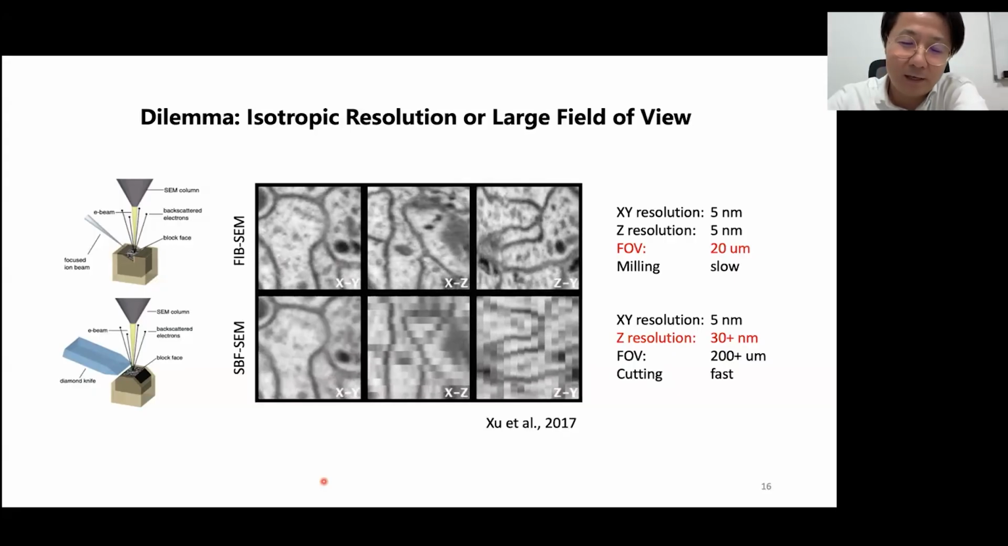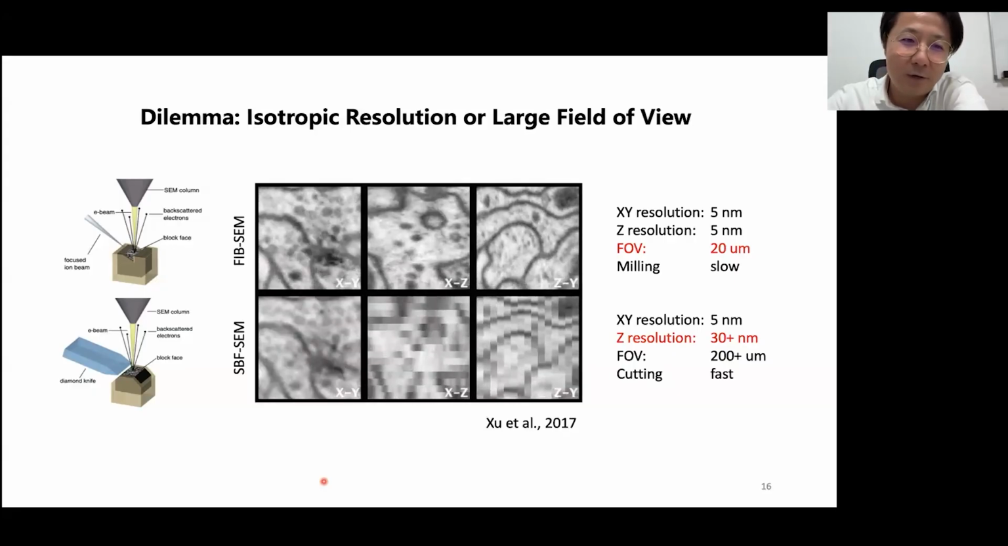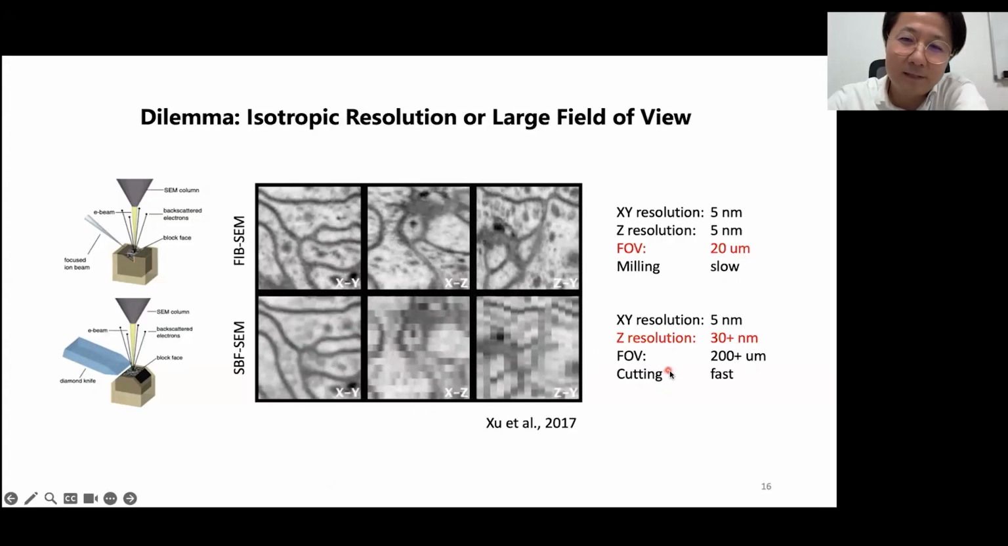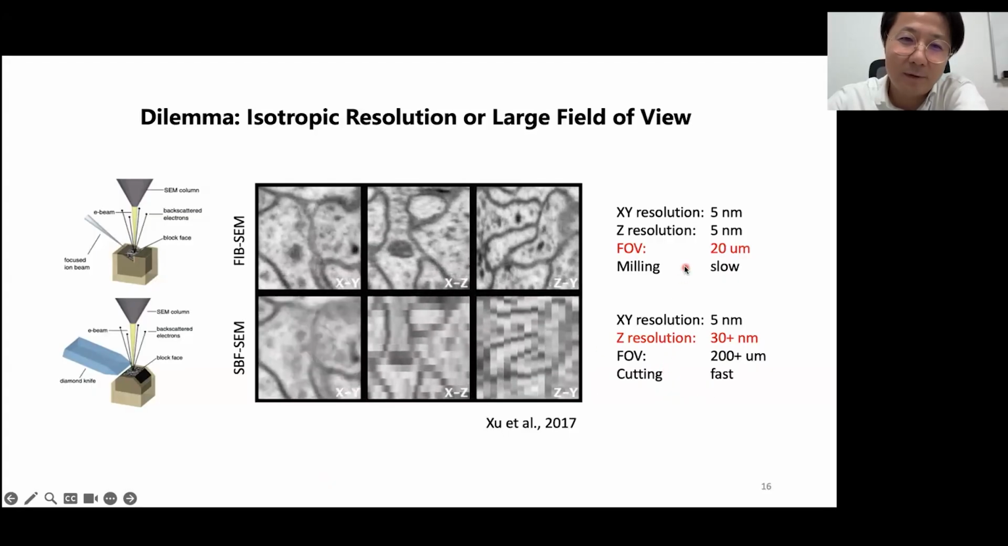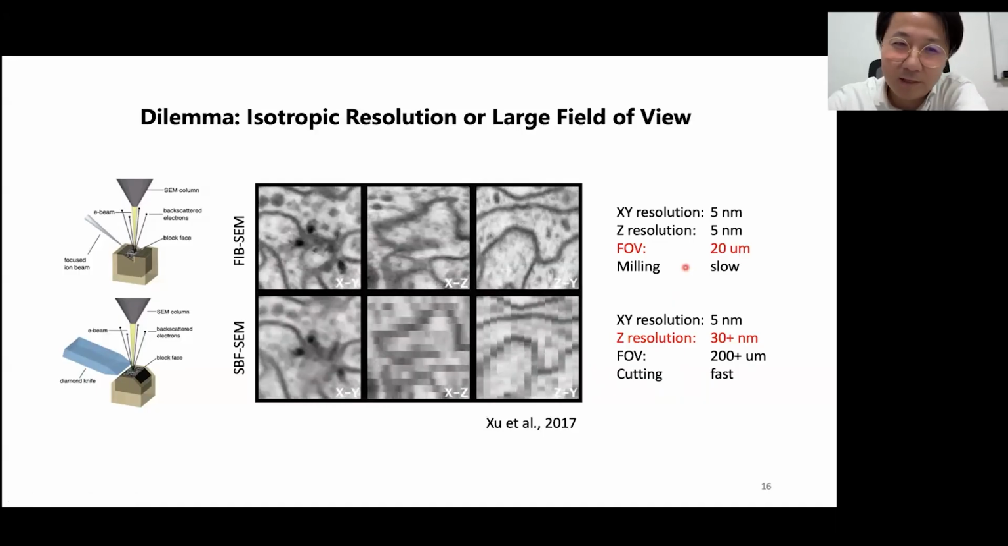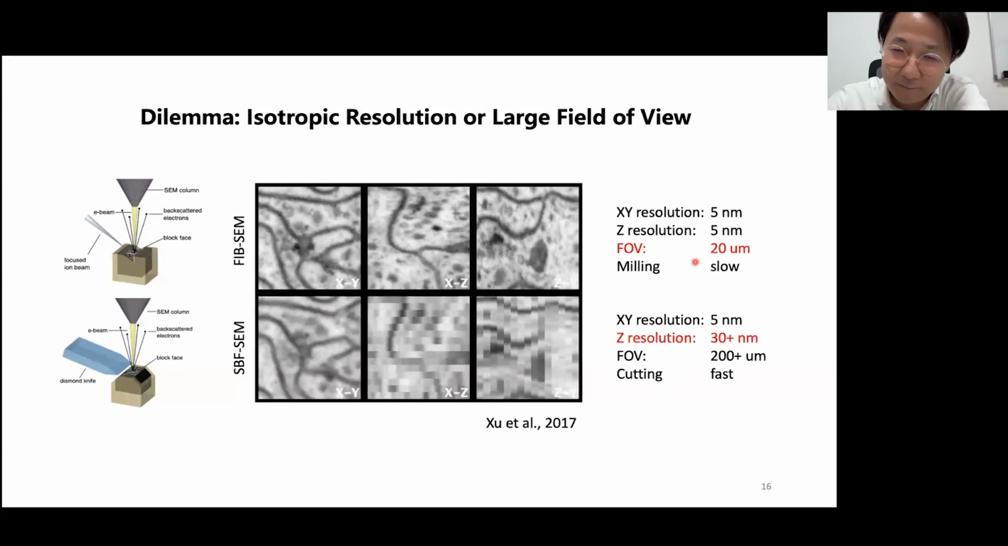Therefore, our initial idea is: is there any way we can improve the serial block-face EM, to make the data quality, not as good as FIB, at least close to FIB?